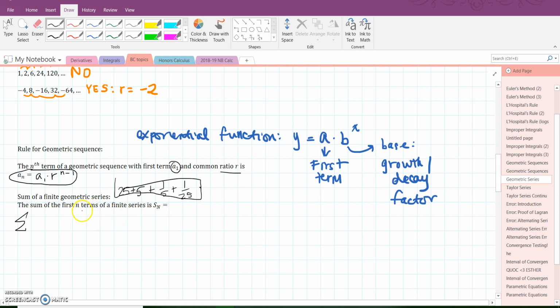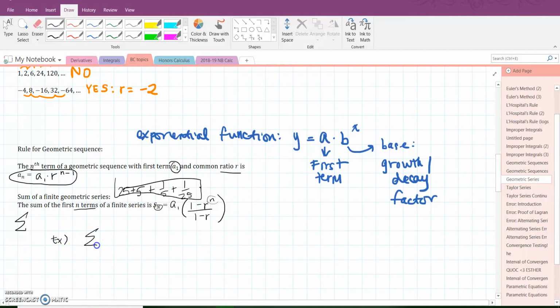The sum of the first n terms of a series is going to be a sub 1 times 1 minus r to the n, over 1 minus r. So if you want to sum up the whole thing, you just take however many terms there are and make that n. We'll talk about what exactly that s sub n is in just a moment here. So let's take a couple examples.